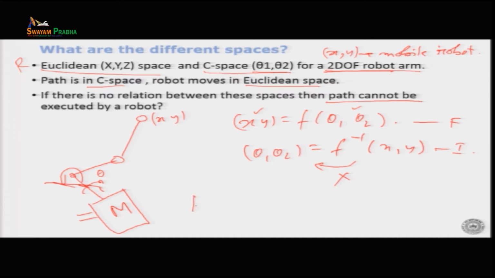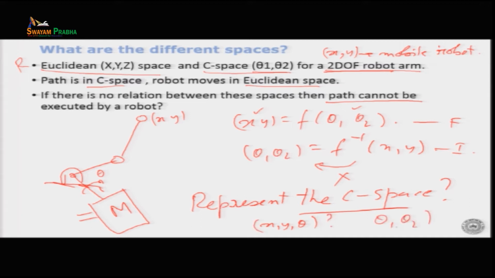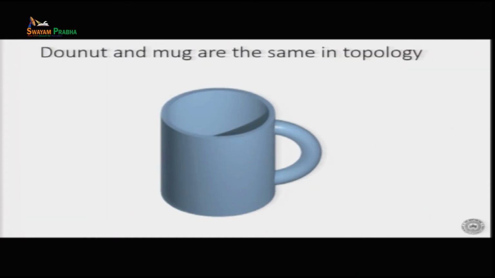Next, how do you represent the C space? We have seen that if you have a mobile robot which is a point, it can simply be xy. Suppose you have xy and theta, then what? Then on the serial arm it can be θ1 and θ2. These are all C spaces. Now how do you represent this? Let's see further.